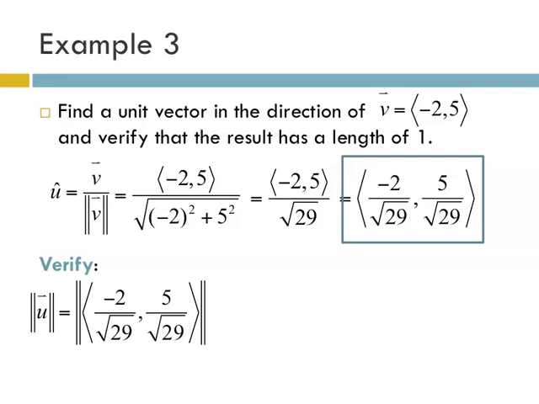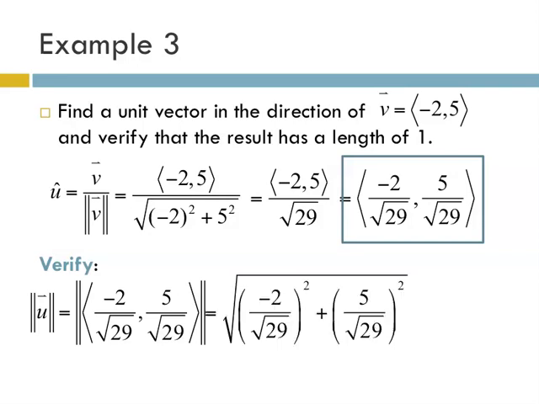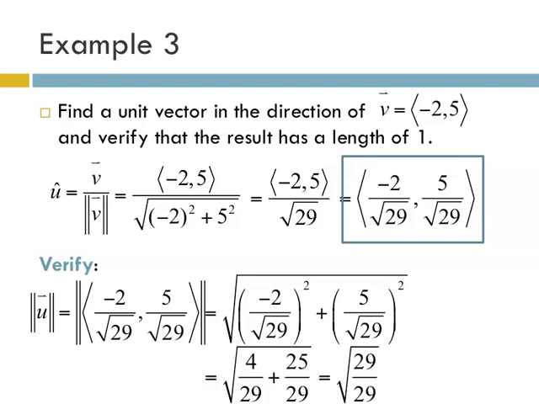Find the magnitude of that, which means we are going to square each of those, add them together, and then take the square root. So we end up with 4 over 29 plus 25 over 29, which is equal to 29 over 29, which is equal to 1, and the square root of 1 is equal to 1. So we have, in fact, double-checked to make sure that this vector that we just found does have a magnitude of 1.